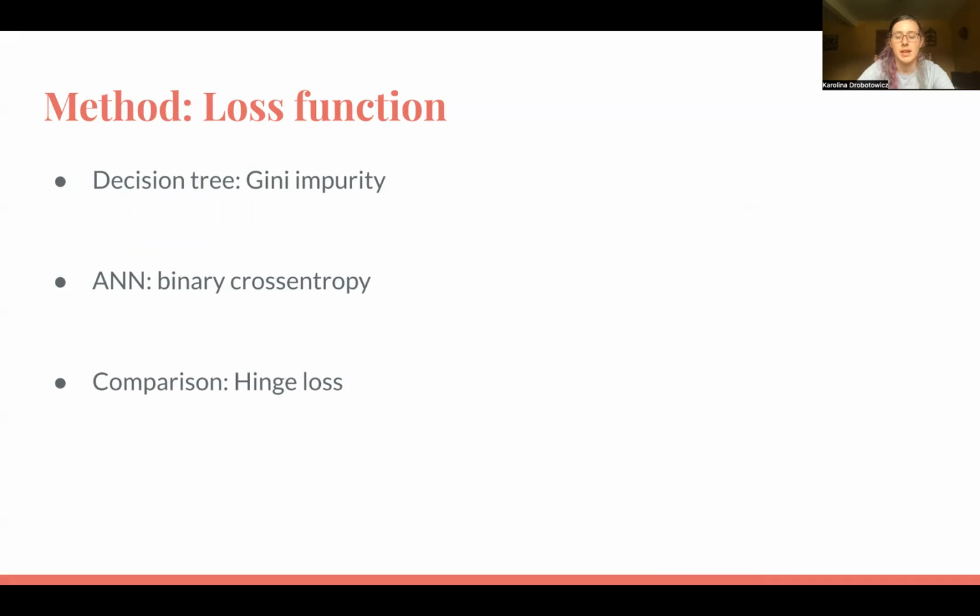for ANN. And for comparison, we decided to use hinge loss, which is generally a good loss function for classifiers, in comparison to, for example, MSE, which can be problematic because it gives importance to the distance between the predicted label. And here in a classifier, we don't use the distances. We need to know whether the prediction is good or wrong.